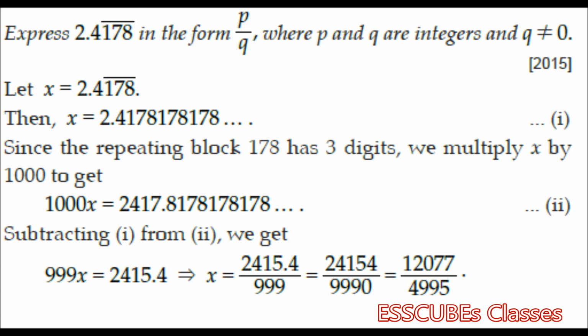That means over here, first I need to move 4 out of the decimal part. Then we have to multiply that with 1000. So what do I get? I get 1000x is equal to 2417.8787. Then I'll be getting on subtraction 999x is equal to 2415.4, or in the simplest form it is 1277 by 4995.